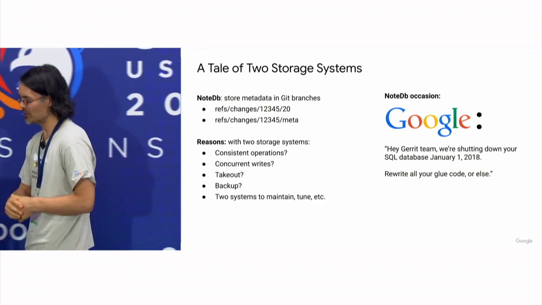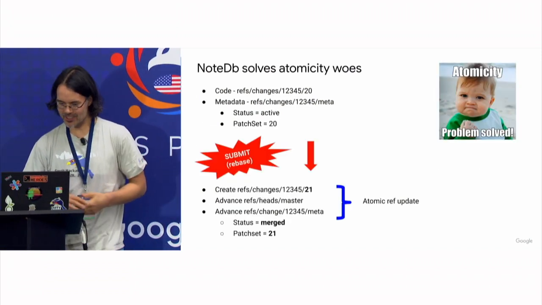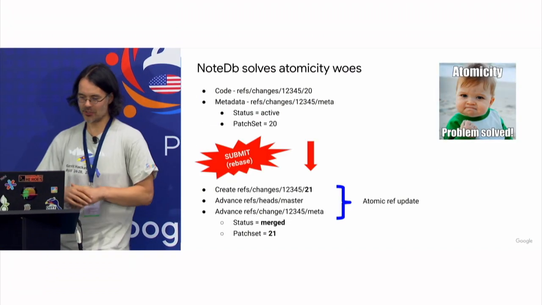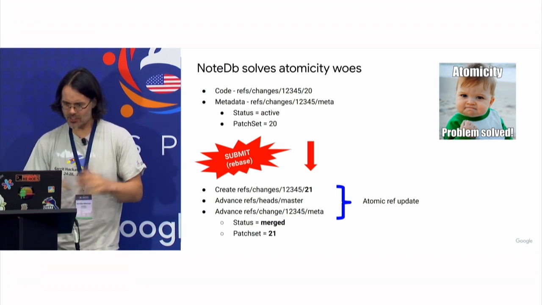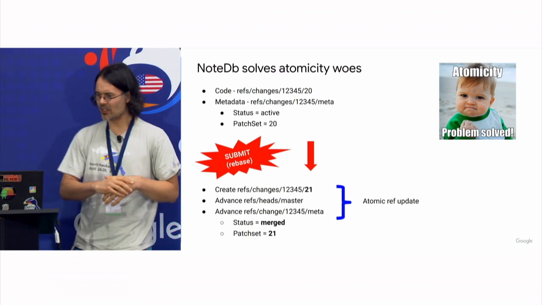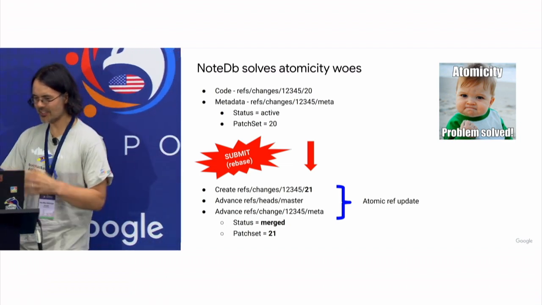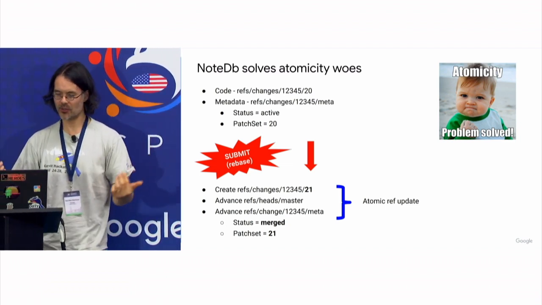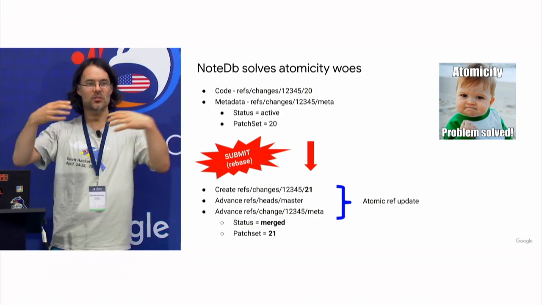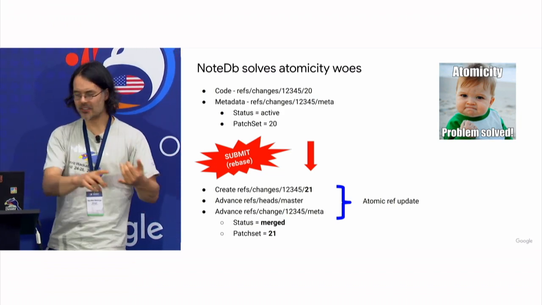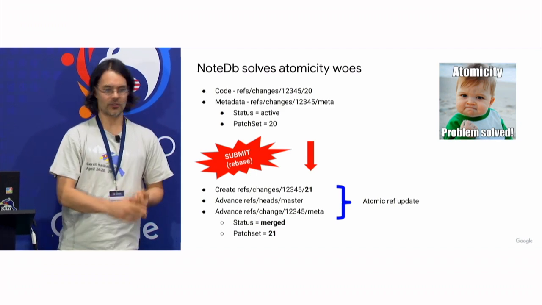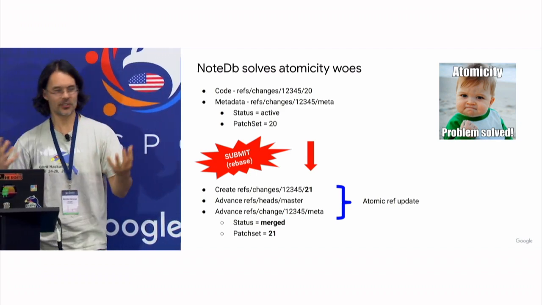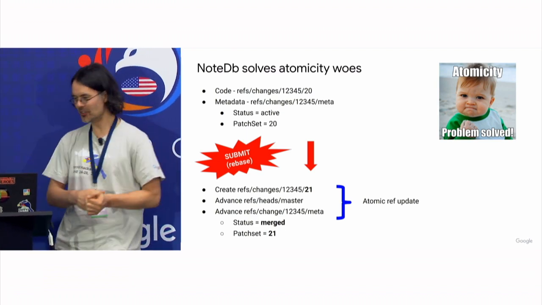And so our plan was to never do that again. So we built this database on top of Git. Now the metadata is also in Git. Once you do an operation, we change the metadata and the code at the same time in an atomic reference update. And so you think, OK, now the problem is solved.